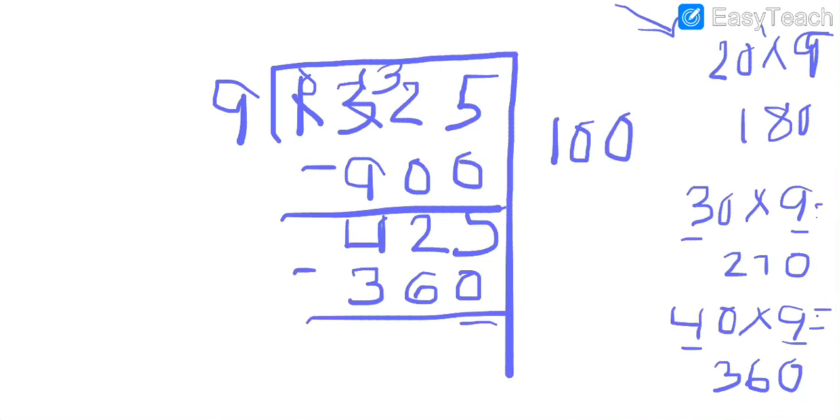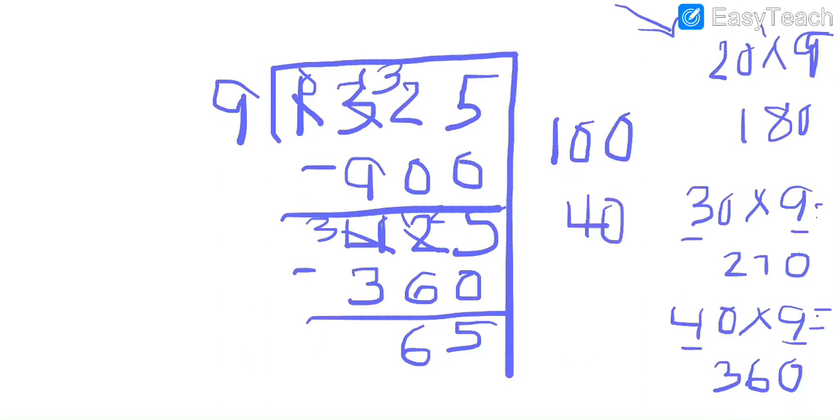5 minus 0 is 5. I can't do 2 minus 6. I'm going to go over to the hundreds, take one away. That's 3. I give them 10. 10 and 2 is 12. So let me write that down. 12 take away 6 is 6. Okay, we have 65.